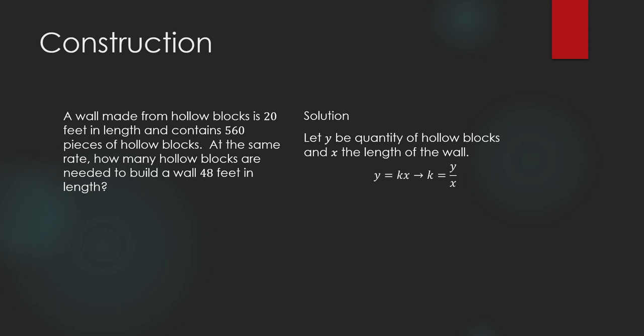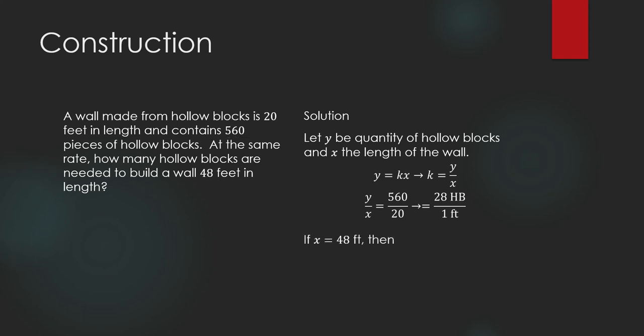Y is equal to k times x, where k is equal to y over x. And k is equal to 560 over 20. So where did that come from? It came from this. 560 pieces of hollow blocks over 20 feet, which is the length of the wall. So k is equal to this. It is a rate. And how do you interpret this rate? And by the way, this is a unit rate. So this means that every 28 pieces of hollow blocks will build a wall that is 1 foot in length.